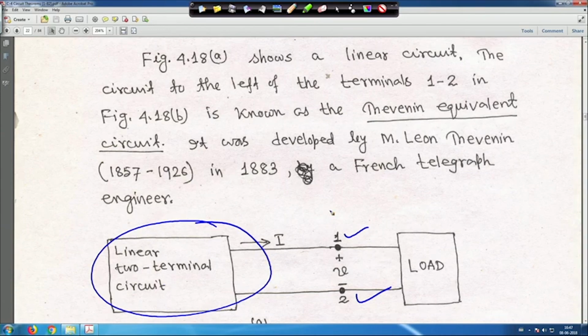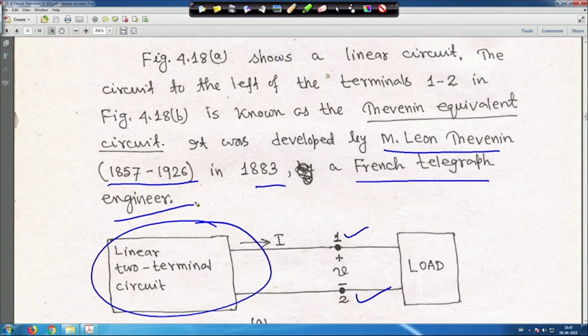It was developed by M. Leon Thevenin, whose lifespan was 1857 to 1926. In 1883 he was a French telegraph engineer, so he gave this concept in 1883 when he was 26 years of age.